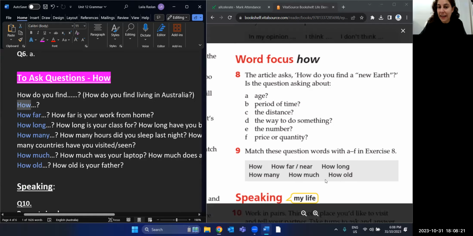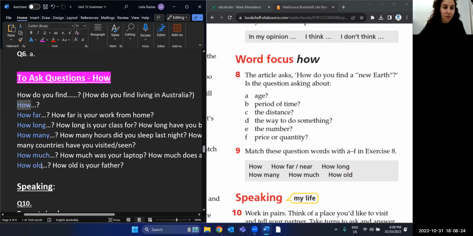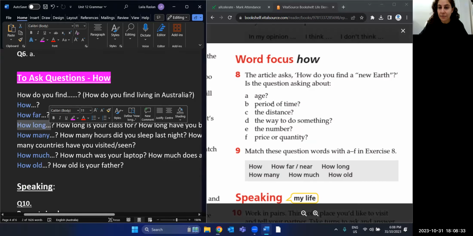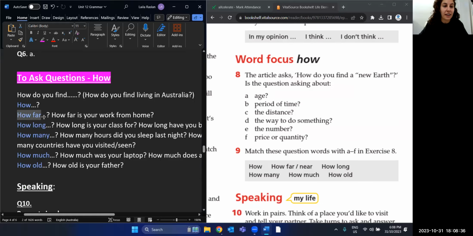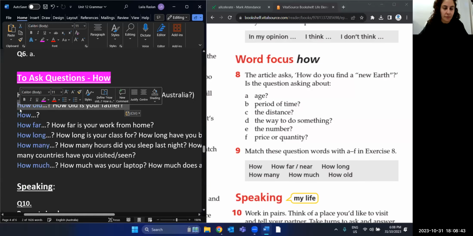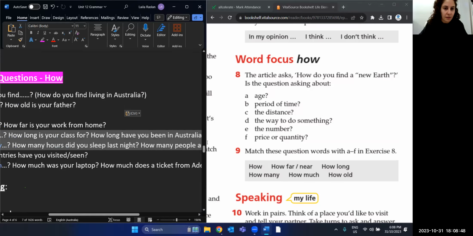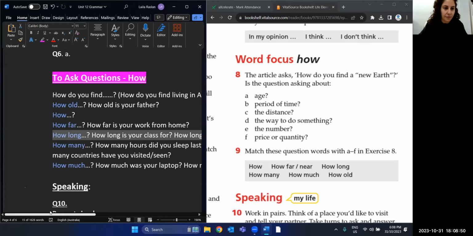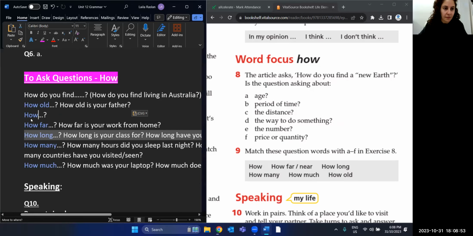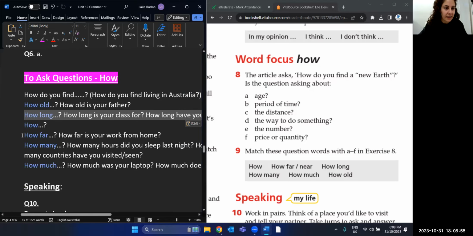The question could be about age, how old, about time, like how long did you take to get ready? How long was your trip? How long is your holiday? Could be about distance, how far. So period of time, how long. Distance, how far.